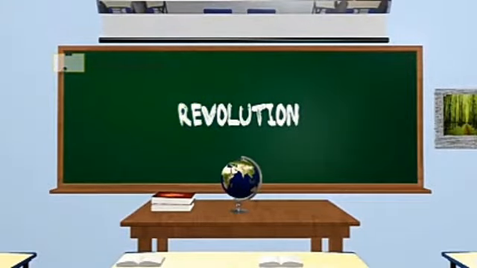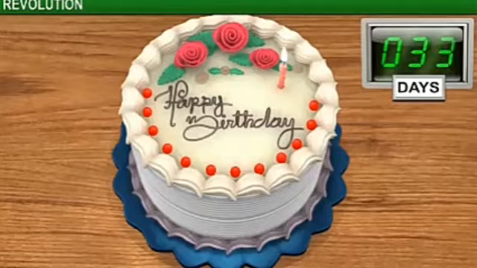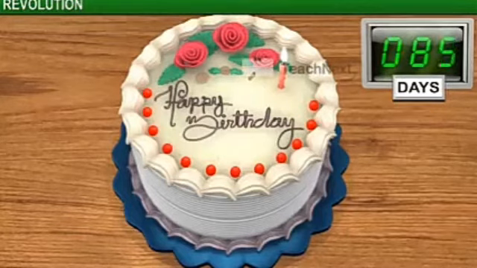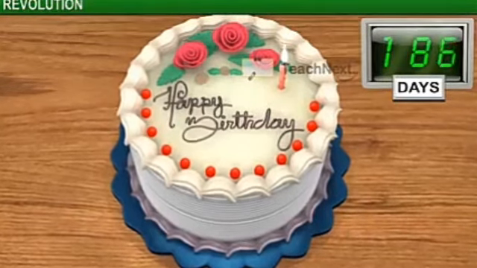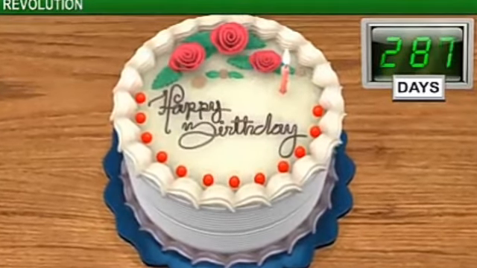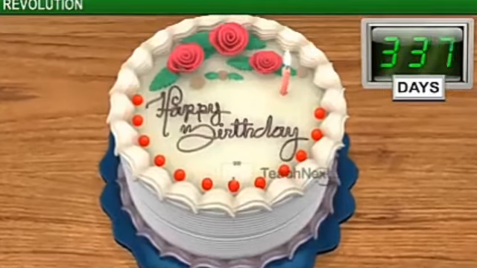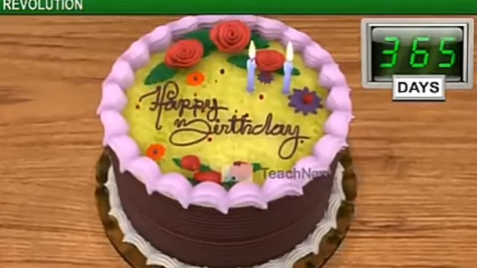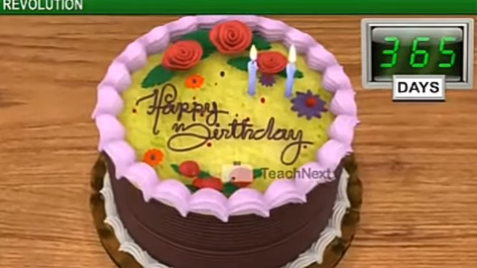In this module, you will learn about the Earth's revolution around the Sun. Every year, we all eagerly wait for our birthdays. But have you ever thought about why a year has to be so long? Why do we have to wait for 365 days until our next birthday comes along?